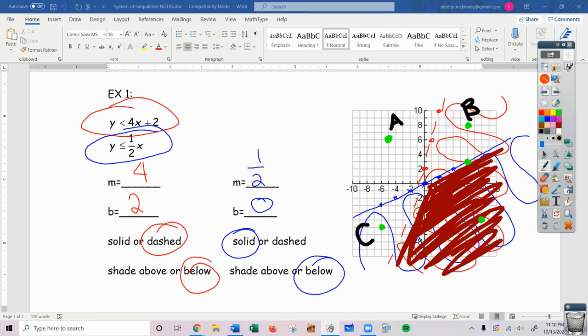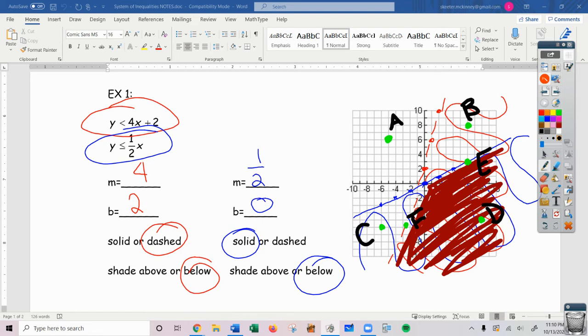Is point C a solution? C is not a solution because it is only where the blue is. Is D a solution? Yes, D is a solution because it is where they both overlap. How about point E? Point E is a solution because it is on a solid line and the red is happening underneath it. So then what if we talk about a point over here on this line? Yep, this point F is not a solution because it is not on a solid line.